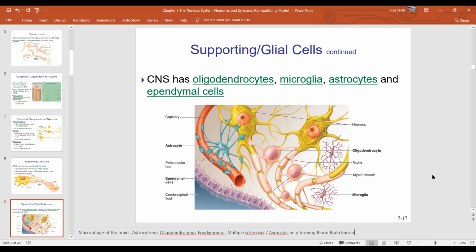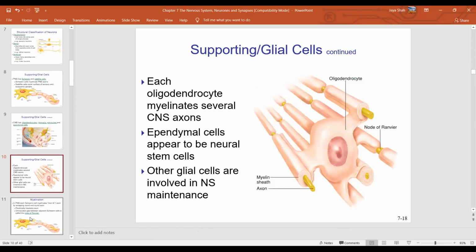But when we call it brain cancer, they are the tumor. They all are benign tumors. But the brain tumors are in the brain and they damage brain cells easily. That's why we treat them like a brain cancer. Okay. That is the supporting cells and some clinical background.